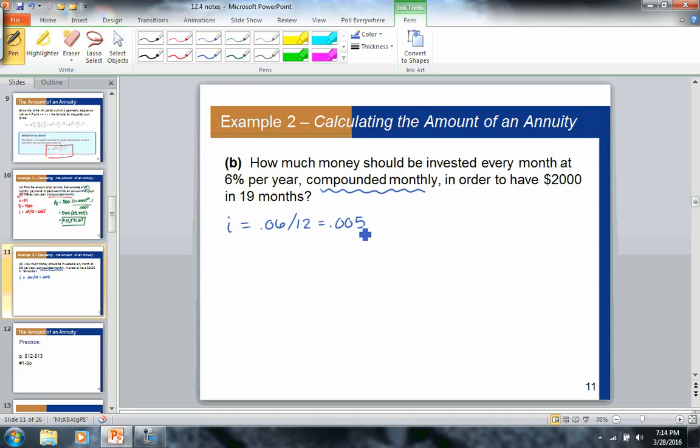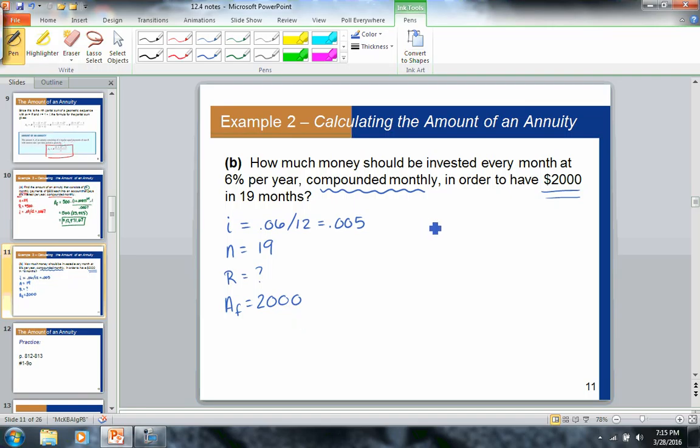And then we want to have $2,000 in 19 months. So that's my time. The N is the 19 months. That's my number of payments. And we want to have this amount. So it says how much money should be invested. So I don't know my R value here. That's what I'm trying to find. They actually tell me what I want to get out at the end. They're telling me my final amount. So here we're just going to be solving for R instead of solving for A sub F.